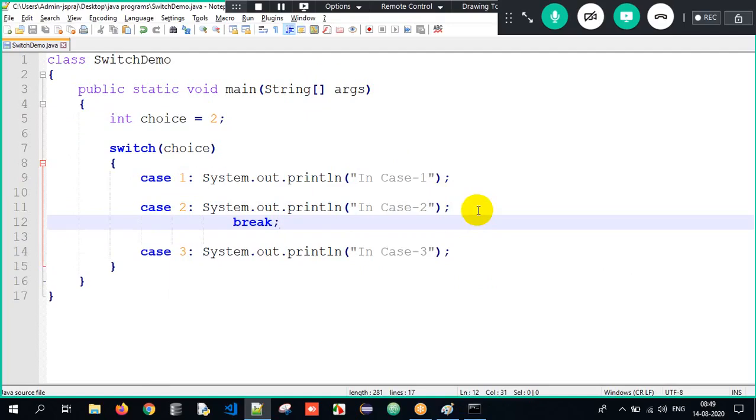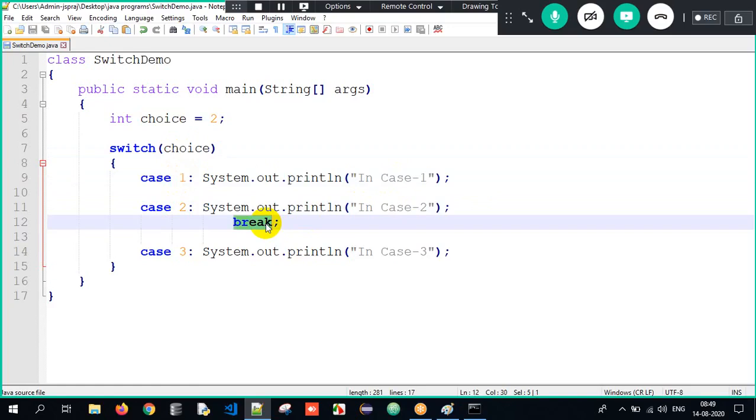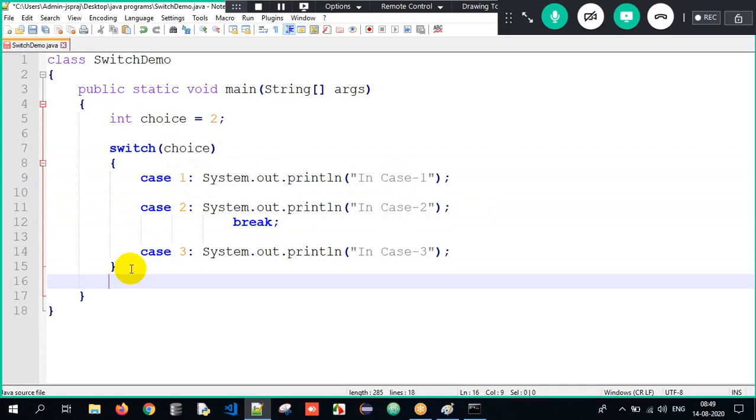So now when I execute my program, see, choice is 2. Is 1 equal to 2? No. Is 2 equal to 2? Yes. In case 2 will get executed, and since there is break, the control is directly transferred outside the switch block. Remaining blocks will not get executed. Directly it is transferred outside the switch block here. Okay, this is all about it.